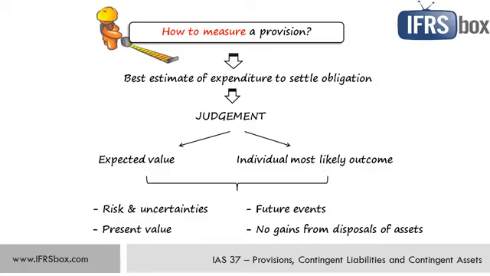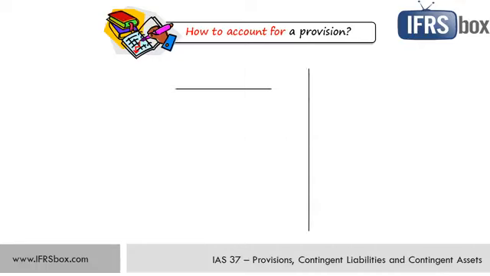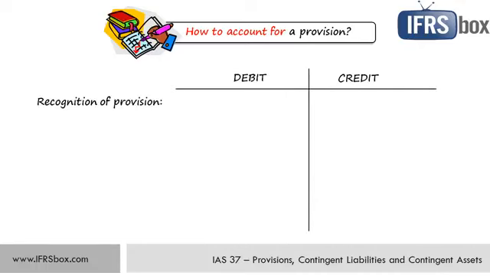These gains are included in the income statement at the time specified by another IAS or IFRS standard, for example, IAS 16. How to account for a provision? Well, a provision is recognized as an expense in the income statement in most cases, but sometimes it can be capitalized into the cost of another asset, okay? The credit side goes to a liability, but be careful in the current or non-current distinction.